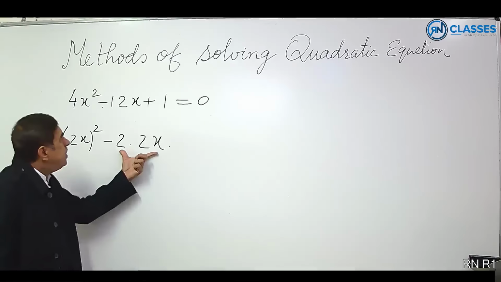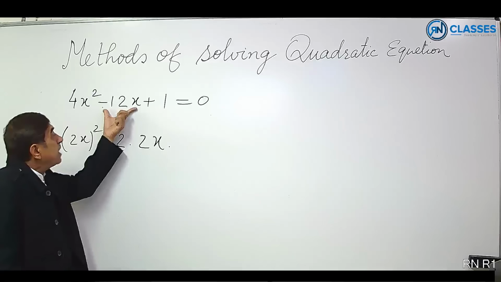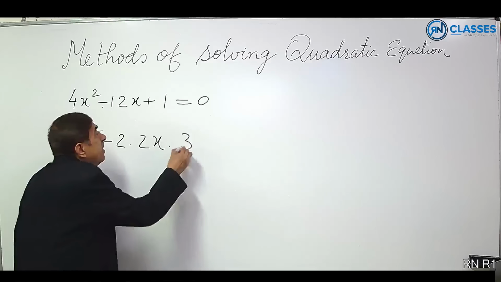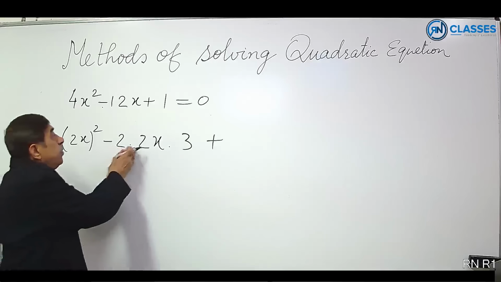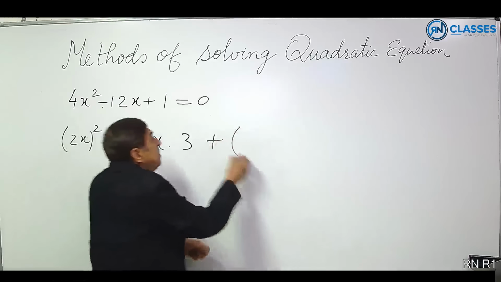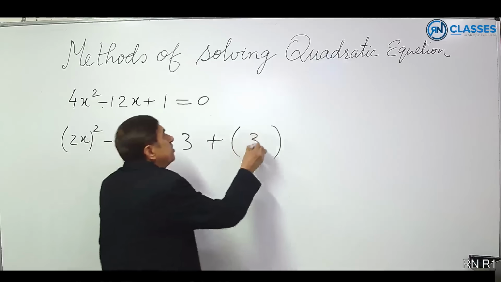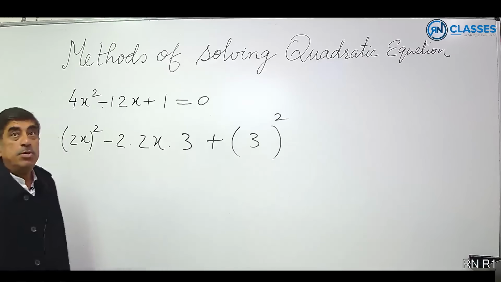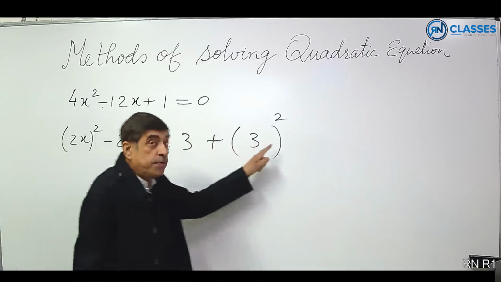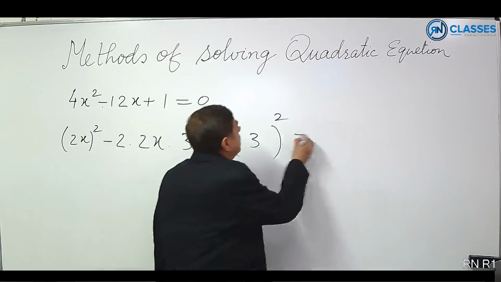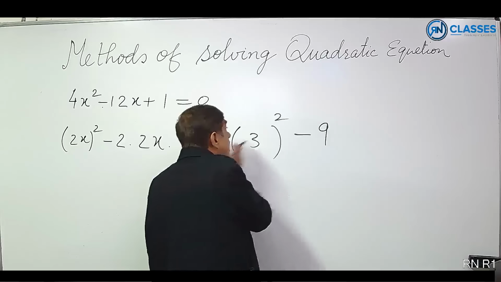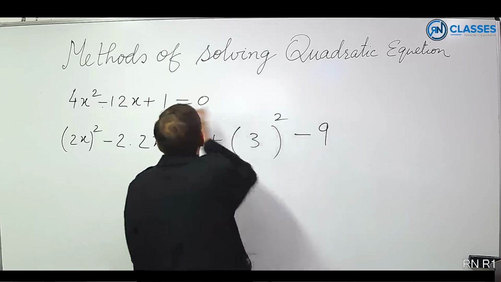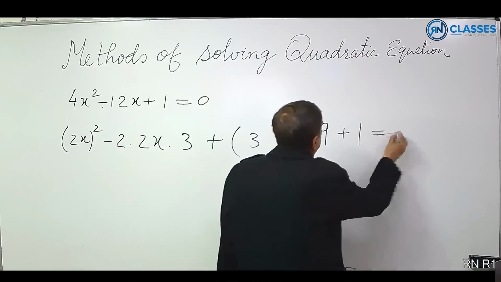Now, with which quantity must I multiply this to get minus 12x? 3. So, in order to complete the square, a square minus 2ab plus b square. And what is b here? 3 square. So, I added 3 square from my side, because it is minus 9. 3 square is 9. So, add here plus 9 and minus 9, then plus 1 equal to 0.